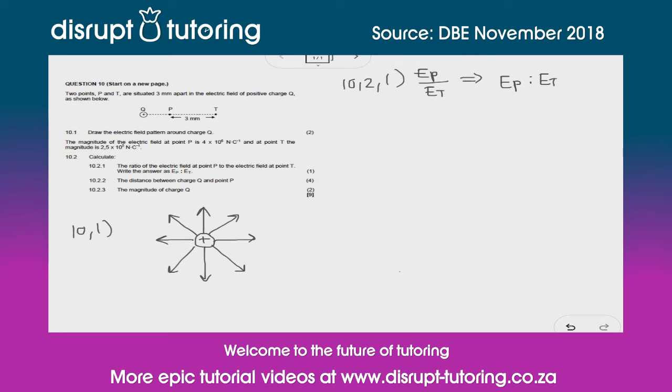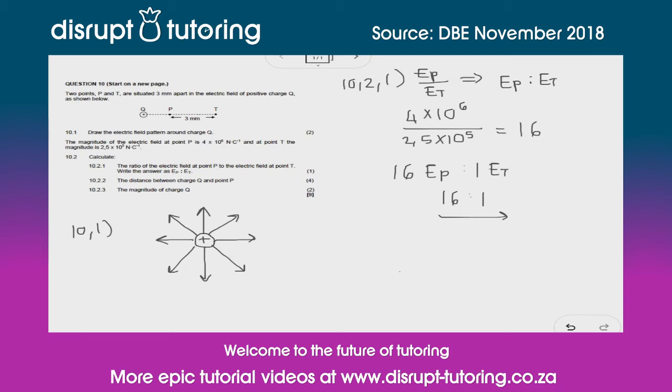Okay, so all we do is 4 times 10 to the 6 on top and 2.5 times 10 to the 5 on the bottom, and that is equal to 16. So then we know that the ratio is 16 EP to 1 ET. So that is saying that the ratio is 16 to 1, basically. So you can write 16 to 1.